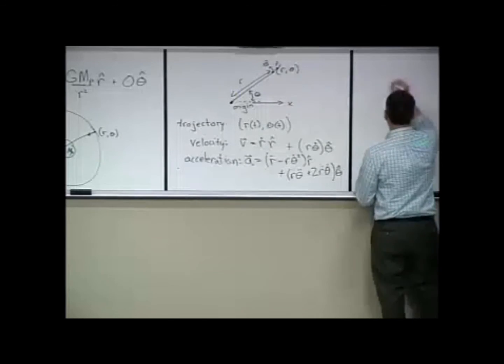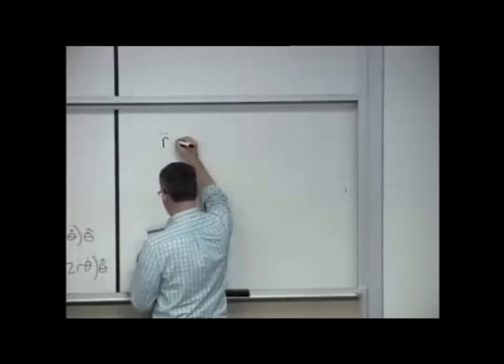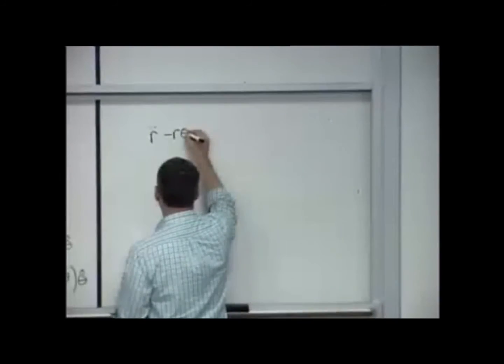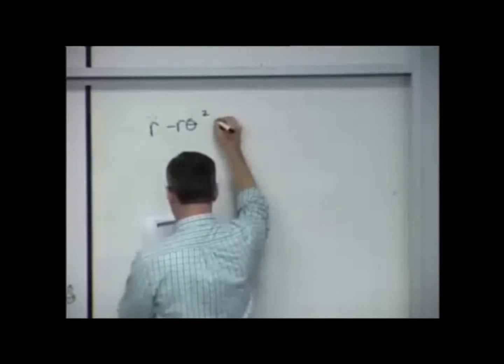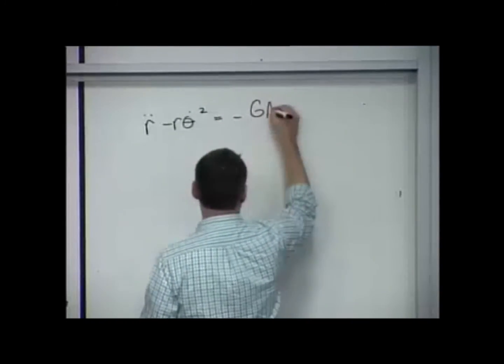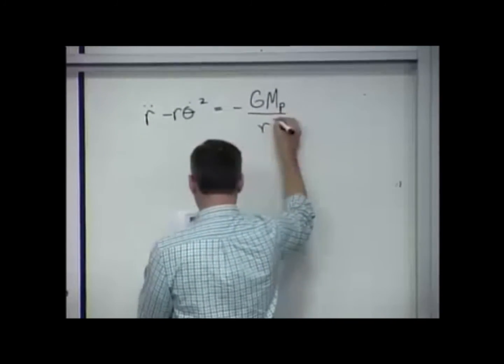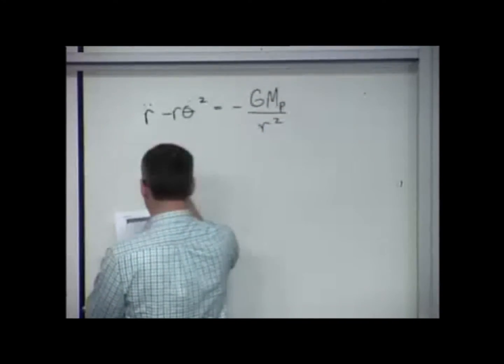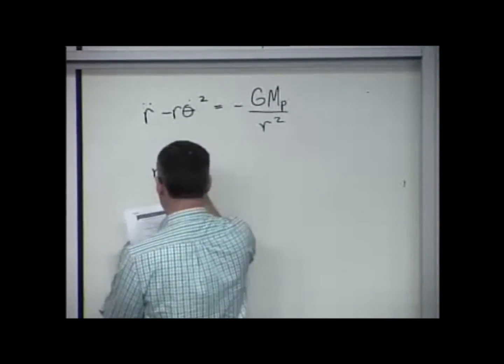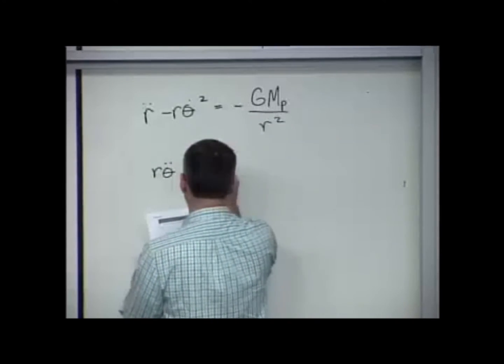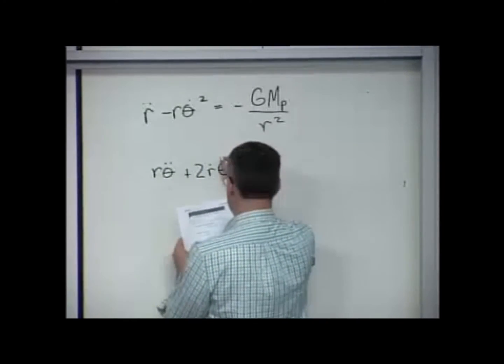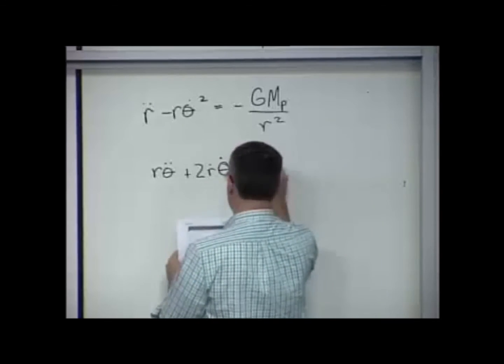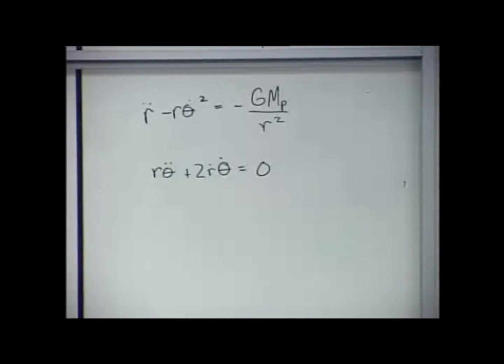We have r double dot minus r theta dot squared equals minus GMp over r squared. That's equation number 1. And then finally, r theta double dot plus 2 r dot theta dot. The sum of those is equal to 0. Any questions so far?